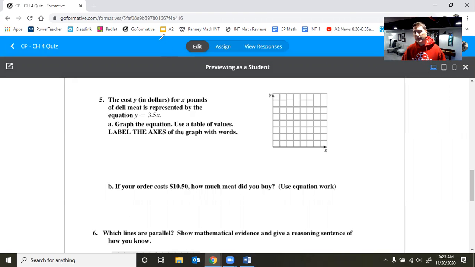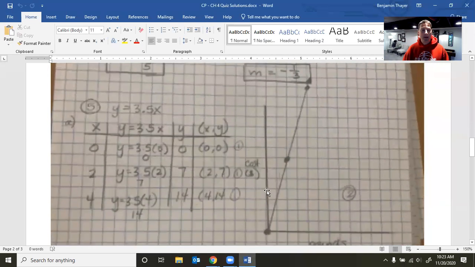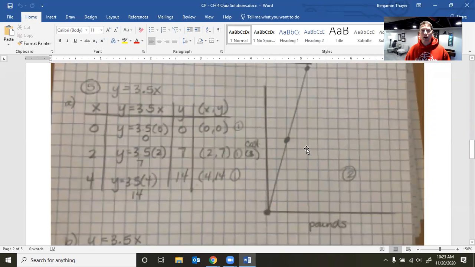So this is really just like number 1 and 2, with the exception that because we're talking about pounds of deli meat and the cost, we're only going to deal with positive x values to choose from. So 0 is always a great choice, and then pick a couple more x values of your choosing, like 2 and 4, plug them in to generate some points, and here they are.